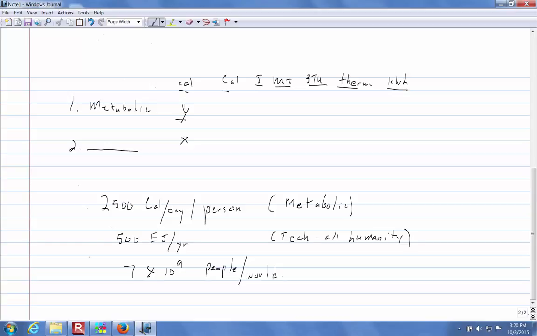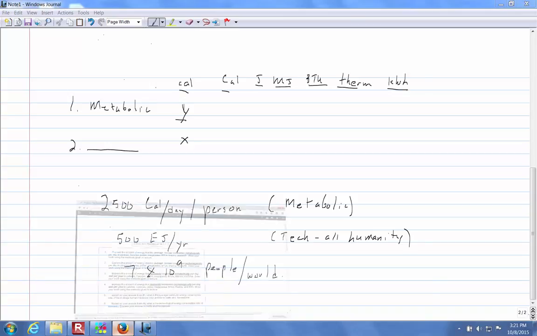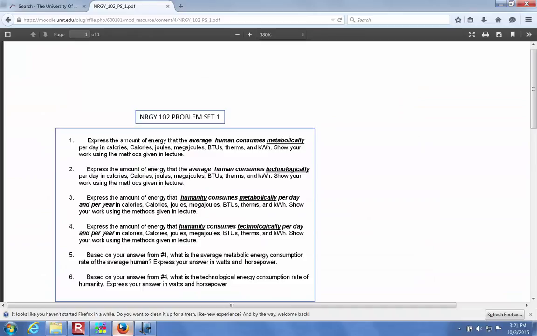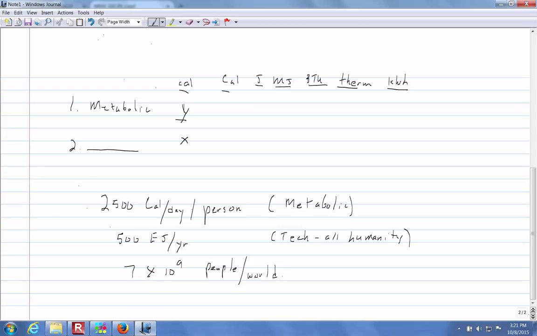It might be better to show these side by side, but I'm not very good at that. So the first problem asks the amount of energy the average human consumes metabolically per day in calories. Well, little calories and big calories. We just looked at the commonality of a human eating 2,500 big calories per day. Well, you stick that number in your table right here.